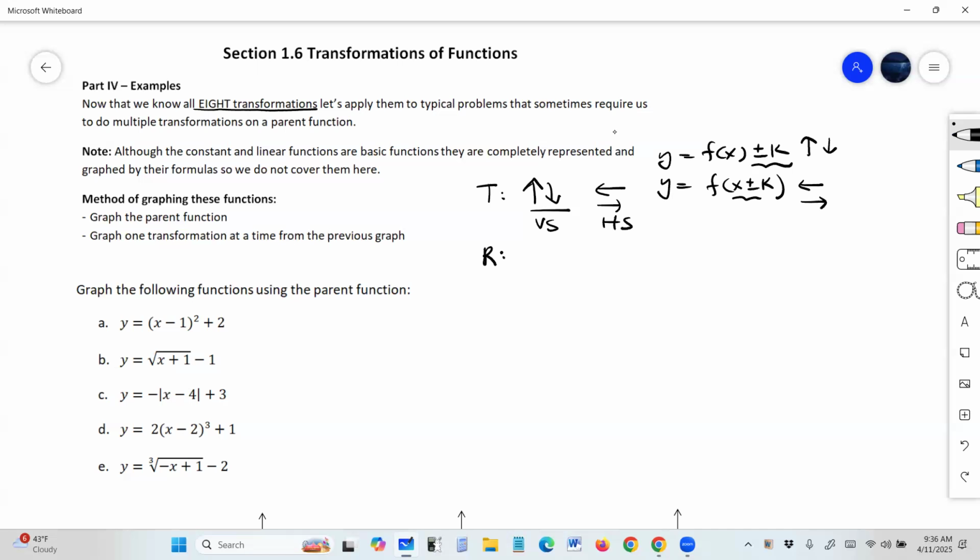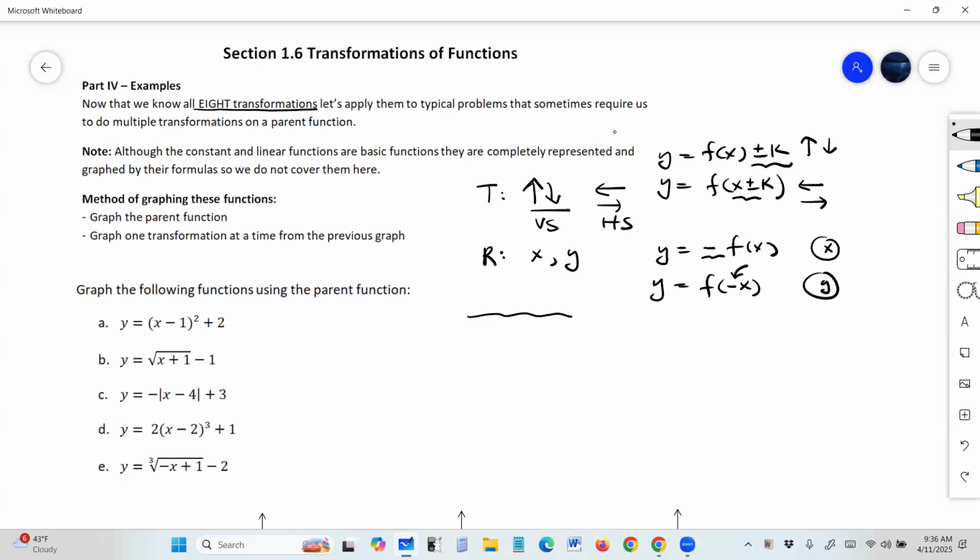Then we have the reflections. We have a reflection on the x and we have a reflection on the y. So a reflection on the x would be a minus outside of the function, in front of the function. Whereas a minus under the influence of the function, inside of the function, would be a reflection on the y.